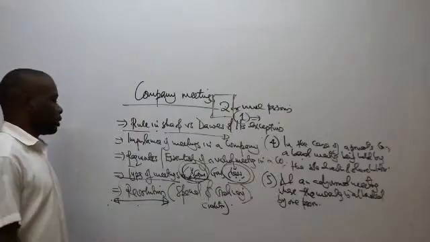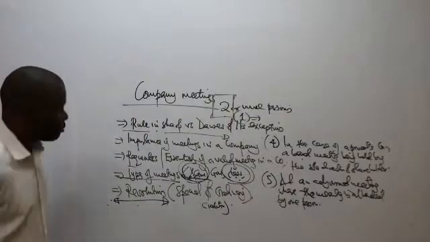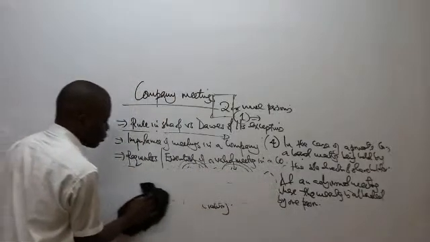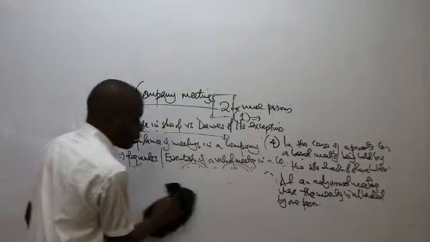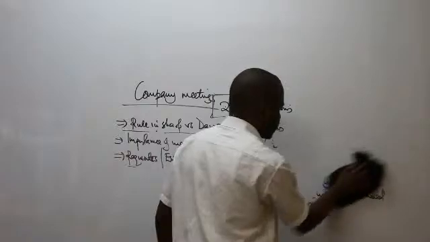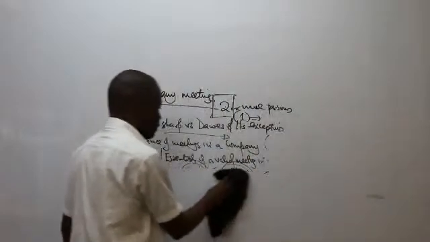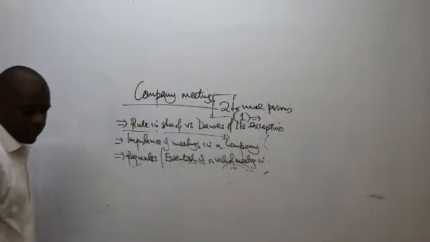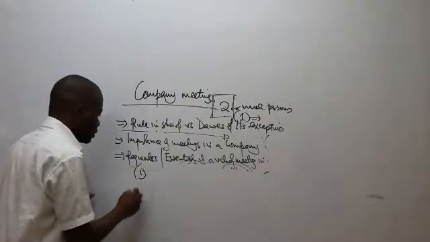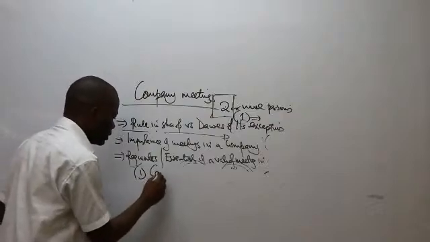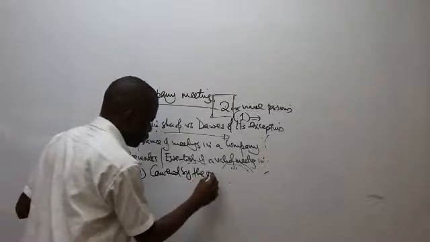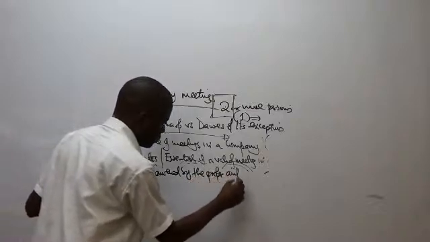So I want us to look at the requisites or essentials of a valid meeting in a company. What are the characteristics, the requirements that must be met before it can be concluded that there has been a valid meeting held in the company? So there are 5 key essentials. Number one, the meeting must be convened by the proper authority.